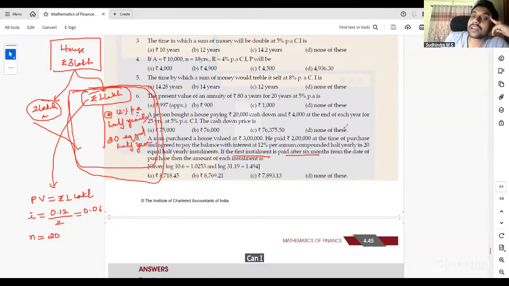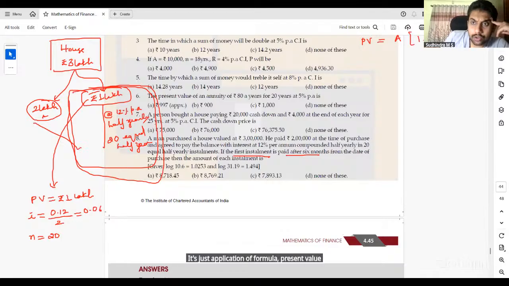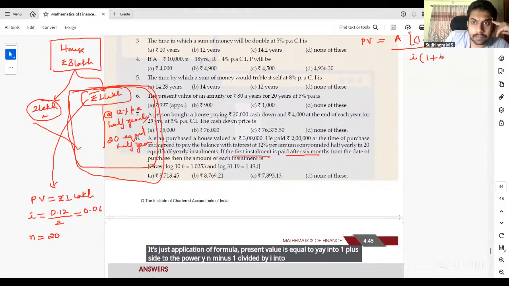Can I apply this formula? Present value of annuity regular. It's just application of the formula. Present value is equal to A into (1 plus I to the power n minus 1) divided by I into (1 plus I to the power n).